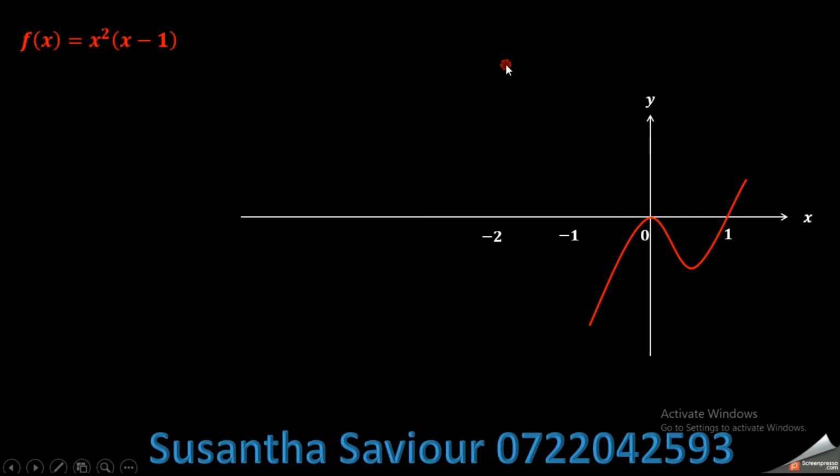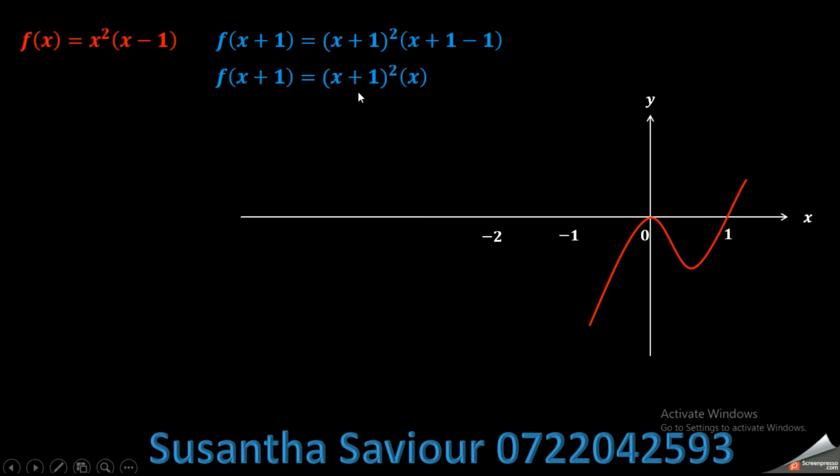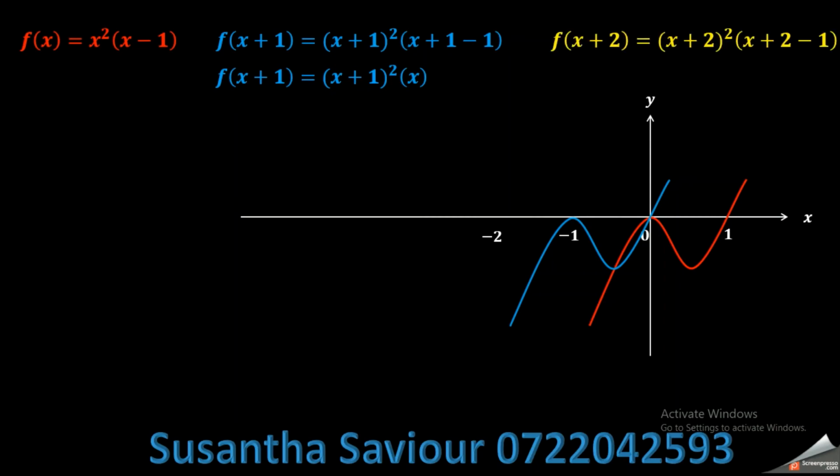Let's see, f(x+1), then this is replaced by x+1, this is also replaced by x+1. Look at this. So this will become (x+1) squared x. So if you try to sketch it, it is this. The curve is shifted towards the left side by 1 point. We can do another transformation.